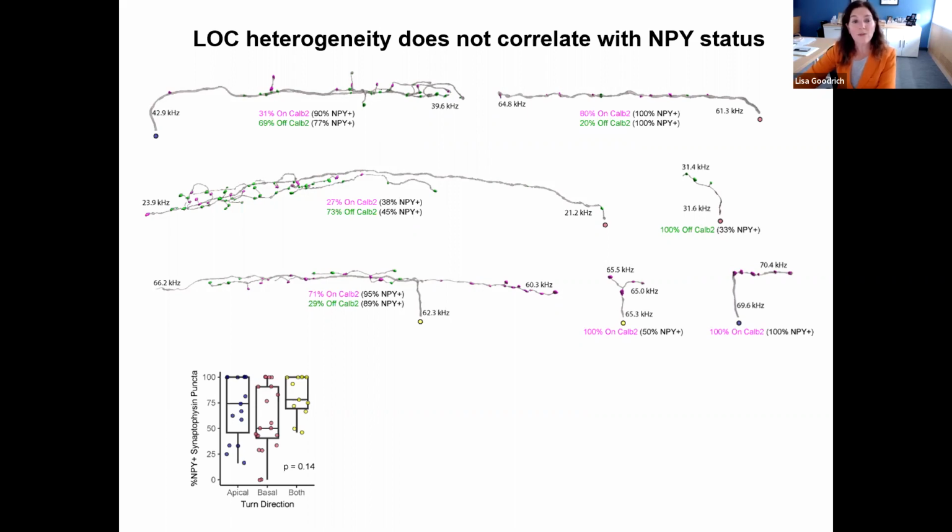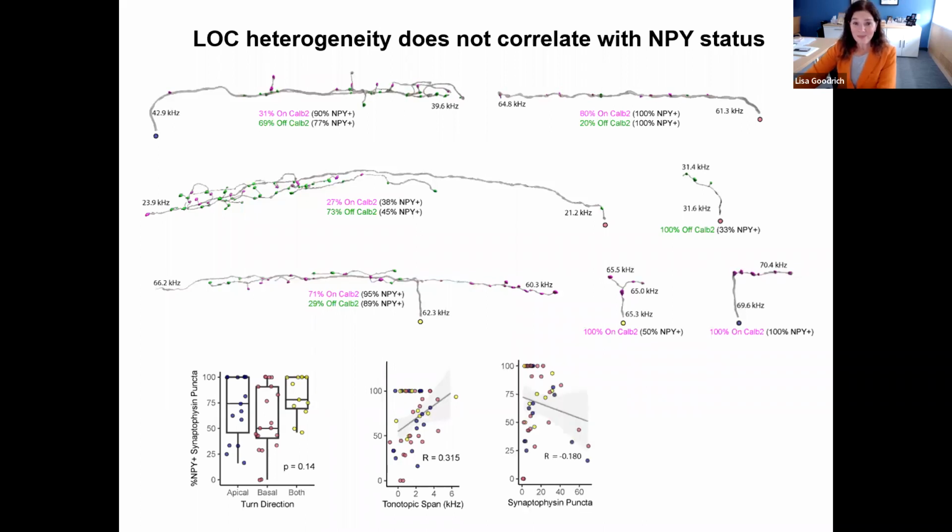and Austin has looked at every possible kind of property that we thought could possibly vary in a way that was informative, and found no correlations that were strong or predictive, in that the NPY positive fibers could turn to the apex, the base, or both directions. They spanned a wide range of frequencies. Whether they had NPY, this is an NPY negative, and this is NPY 100%. Either way, they could have few or more synaptophysin puncta. There was no evidence that the NPY positive puncta had any different selectivity for whether they were opposite a calretinin positive target or not.